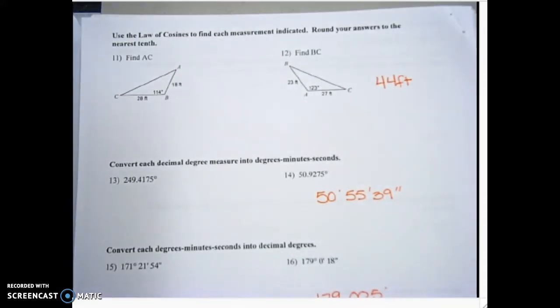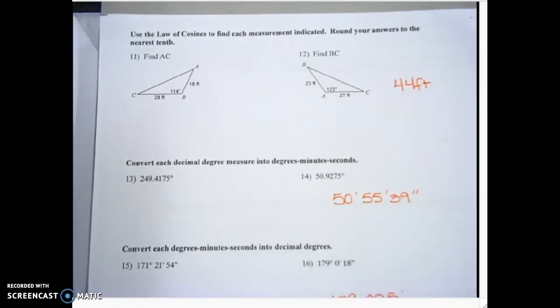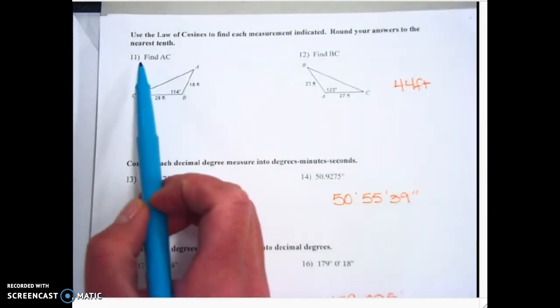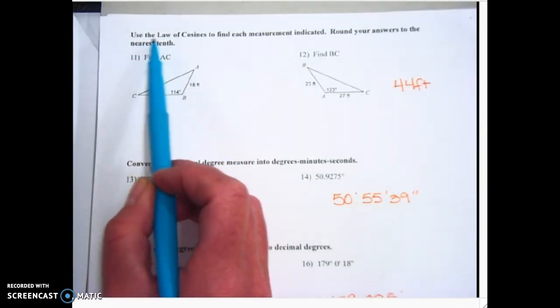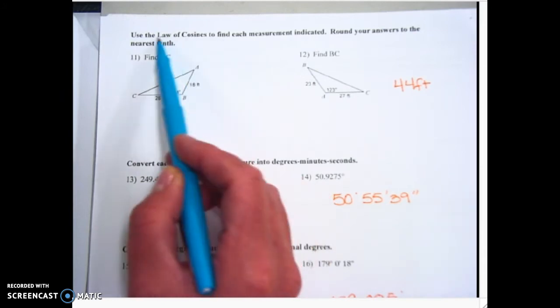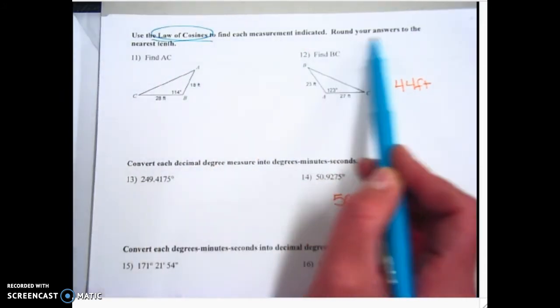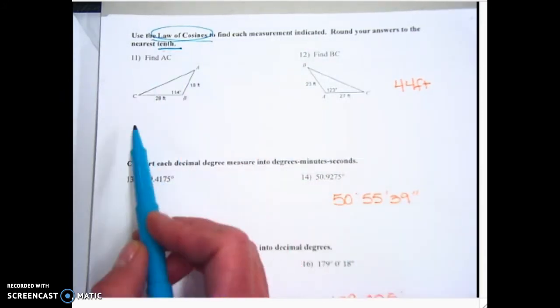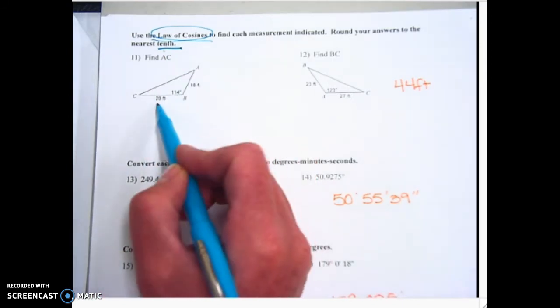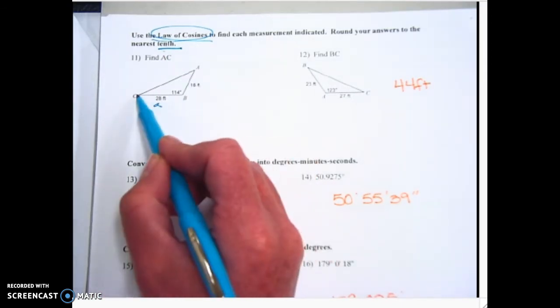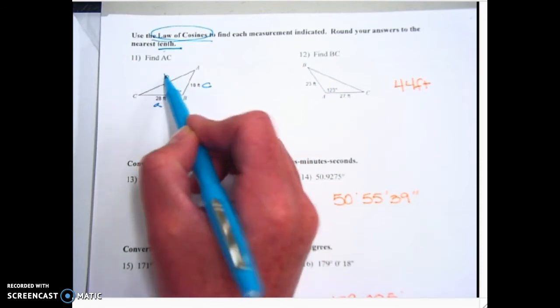This is page 2 of the Chapter 12 practice test. Up at the top on number 11, the directions say use the law of cosines to find the measurement indicated. Round your answer to the nearest tenth. This is angle A, this is little a. This is angle C, this is little c, so we need little b.